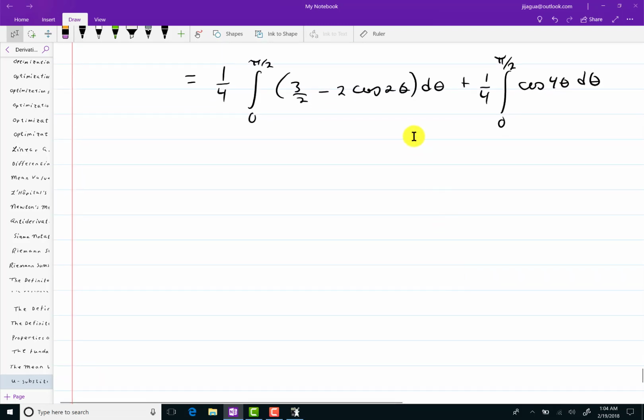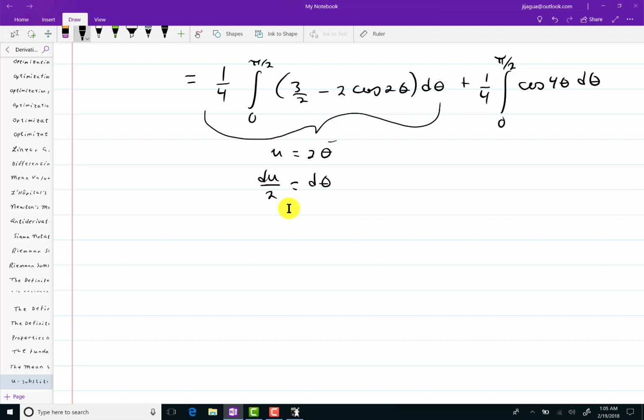Now, I'm not really sure what you want to do here. If I picked u to be 2 theta, du over 2 equals d theta. But that would only be for this integral. So I would do something like this. But for this integral, I would let u equal 4 theta. Now, I don't know if it's a good idea to use the same letter twice for two different things. I don't think it's such a good idea.